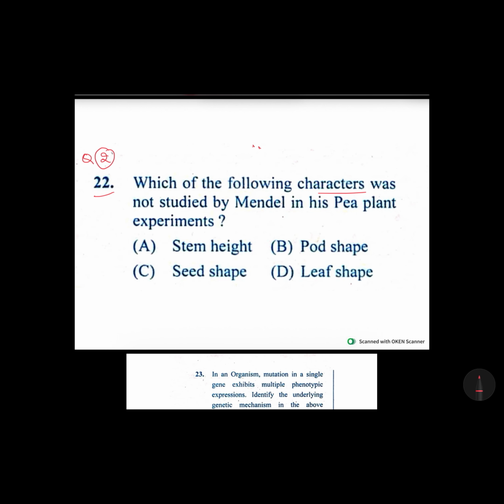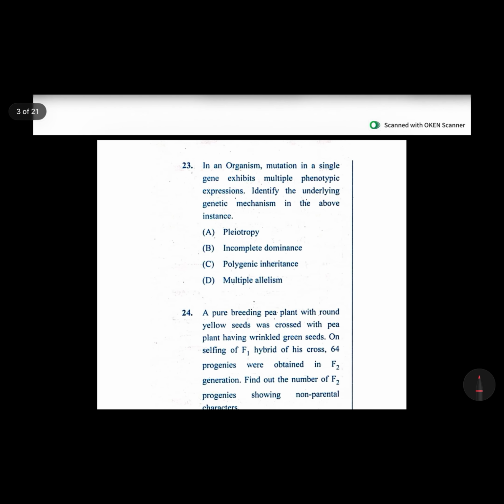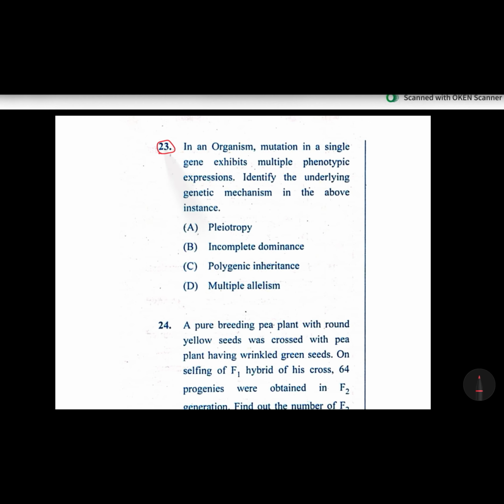Question number 2. Which of the following characters was not studied by Mendel in his pea plant experiment? He worked on Pisum sativum, that is garden pea plant, where he has chosen 7 characters with 14 contrasting traits. In this option, stem height, seed shape and pod shape are the characters, whereas leaf shape is not studied.